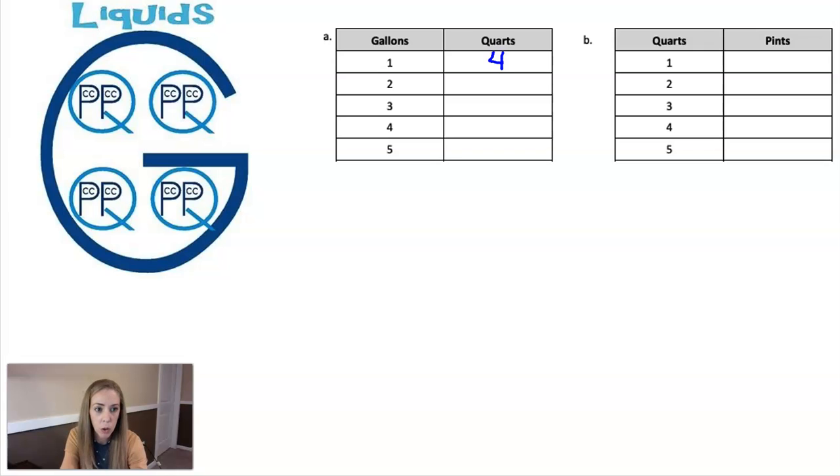Okay, if they give you 1 quart, so now we're looking at 1 Q, 1 quart, how many pints are there? And there's 2 P's, remember the prince and the princess? Okay, so 2 pints in 1 quart. Okay, so any of these you just multiply by 2. That's it. Okay, so in 5 quarts, there would be 10 pints. And that's it.